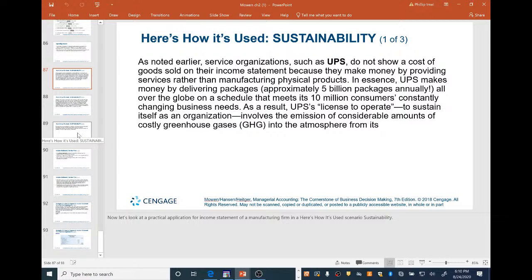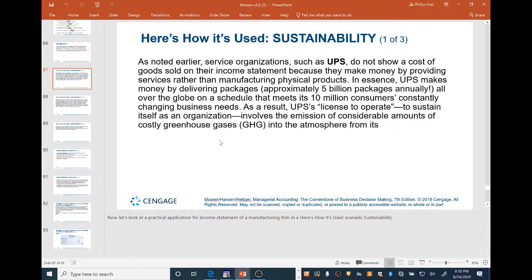Okay, let's see here. So sustainability, pretty much UPS here. I'll summarize this real quick. Obviously, we know UPS is a service industry, right? So they're not going to have any cost of goods sold on their income statement because they're not selling or producing any goods. They're selling a service, so cost of goods sold is not going to be relevant to them.